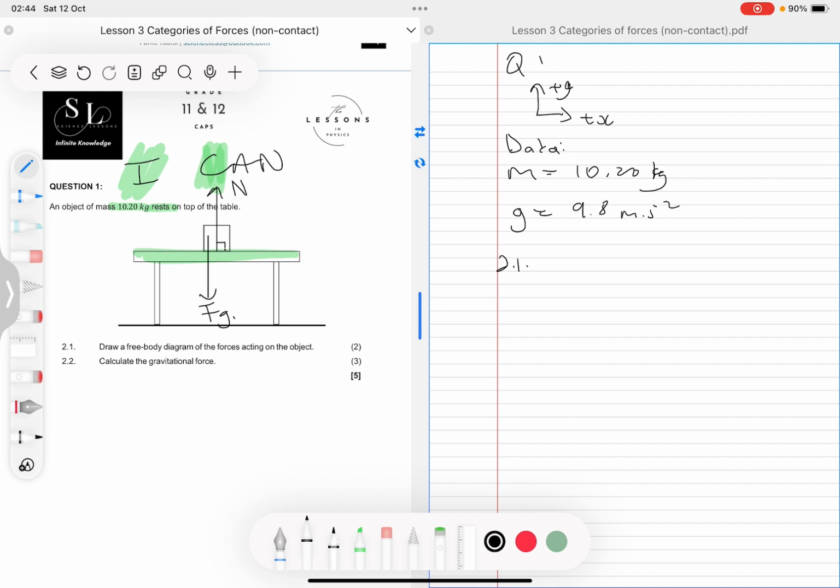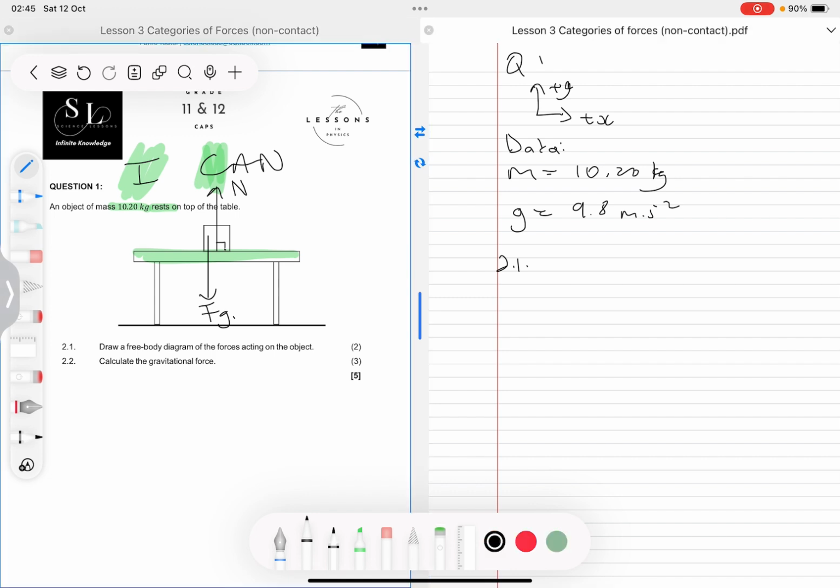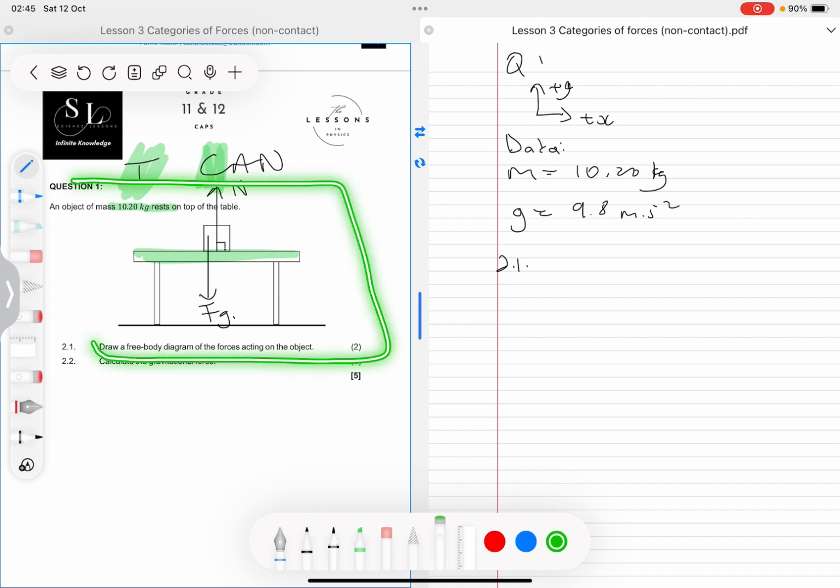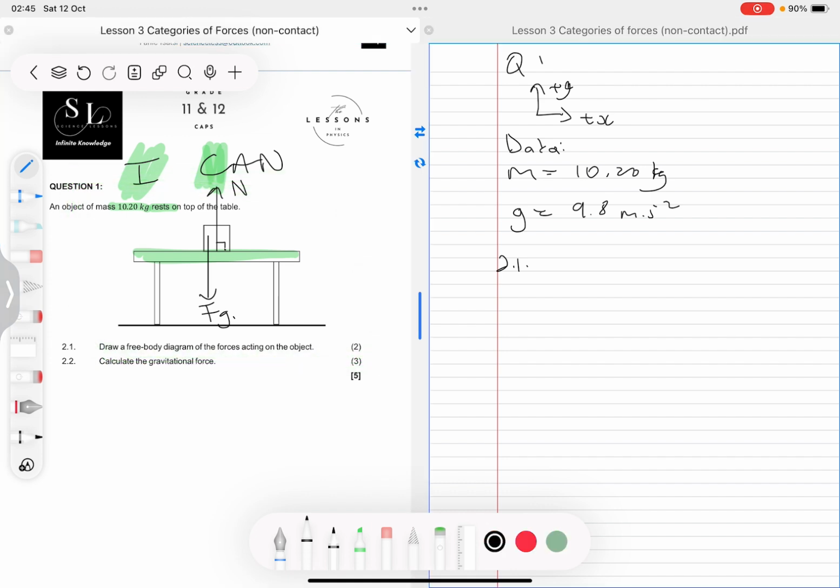So here they say, draw a free body diagram of the forces acting on the object, right? Remember that this here, we call it a force diagram. And already from a force diagram, we can take out a free body diagram, can't we? And again, this question of a free body diagram, they like it a lot, because that's how they test if you know the definition of a free body diagram, you know what a free body diagram means.